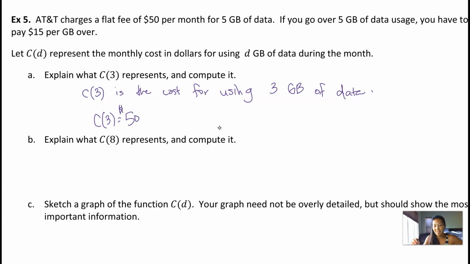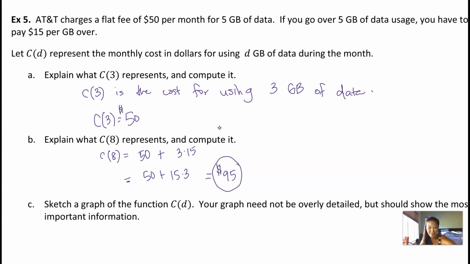Now what's C of 8 going to be? Now that's a little bit harder, because C of 3 is going to be 50 all the way up until C of 5. So C of 8 is equal to C of 5 plus 3 gigabytes over, and that's at $15 per gigabyte. So that's going to be 50 plus 15. I don't know if I should be using this notation. I should say 50 already. And that equals, what is that going to be, 95? $95.